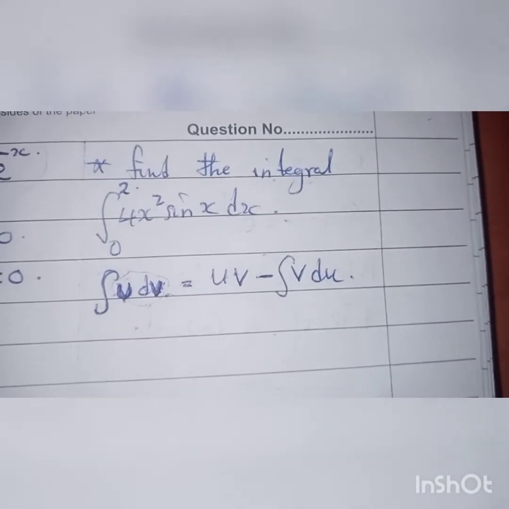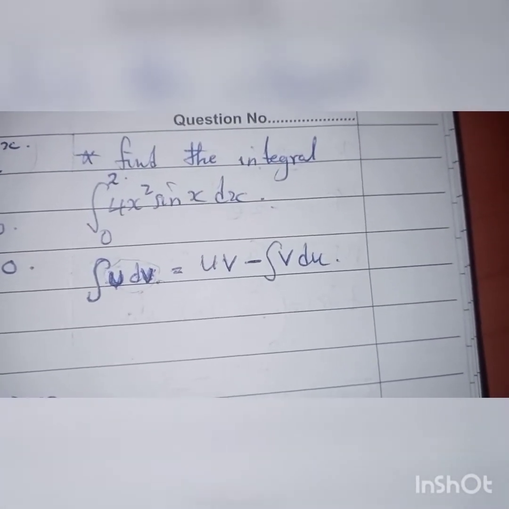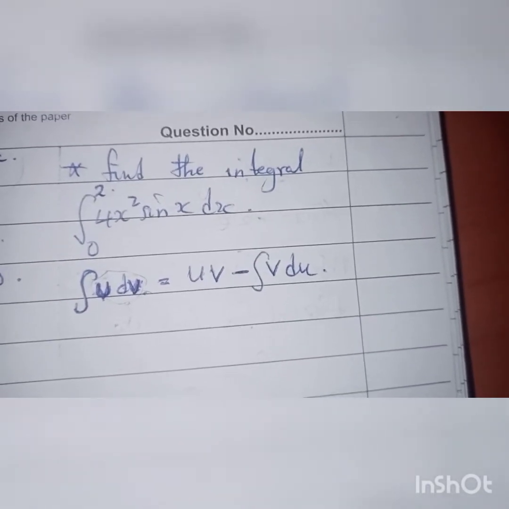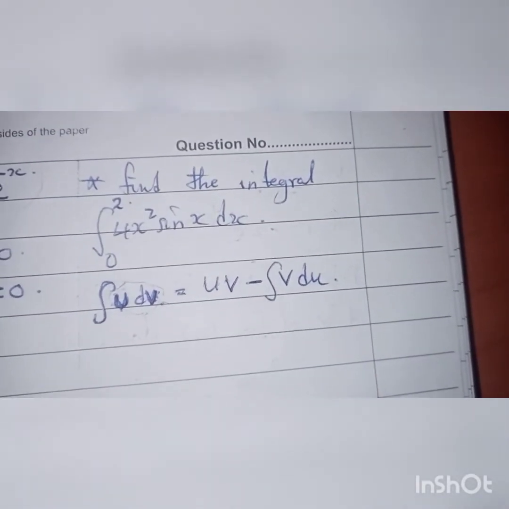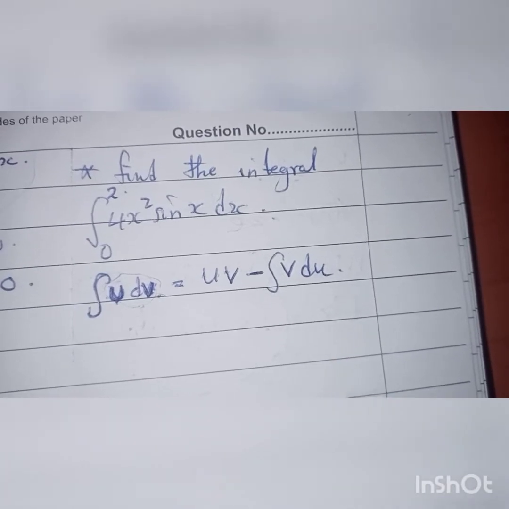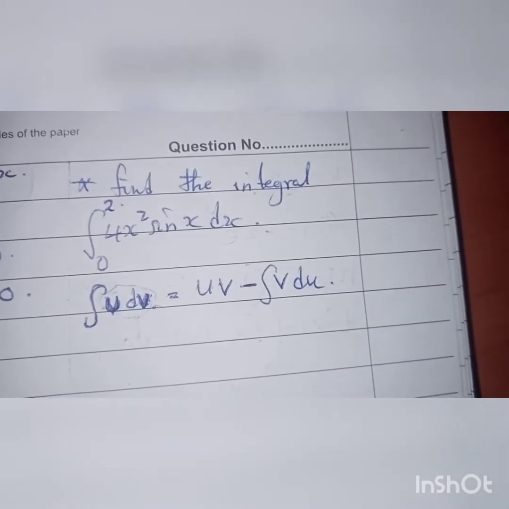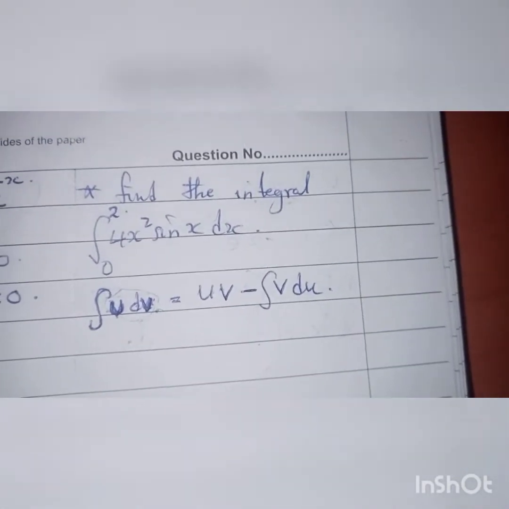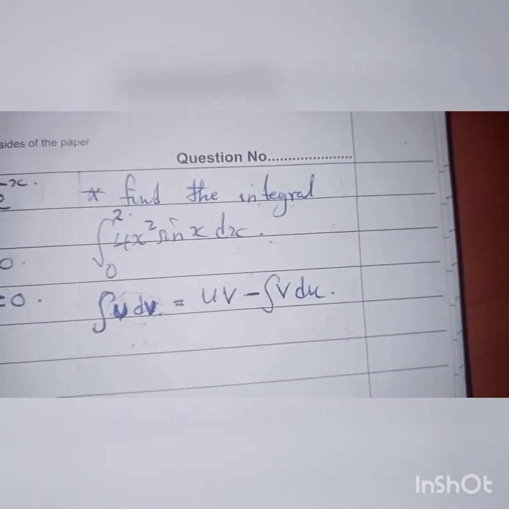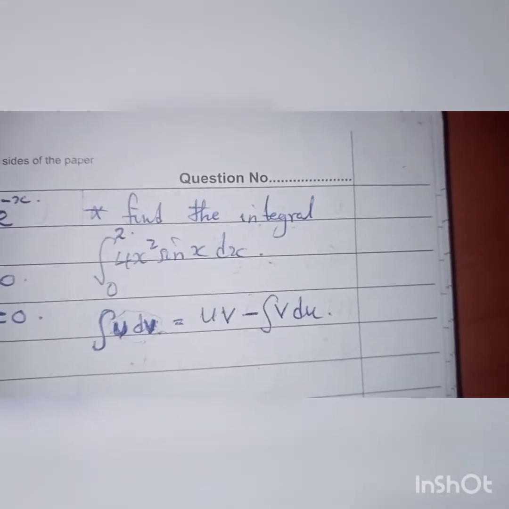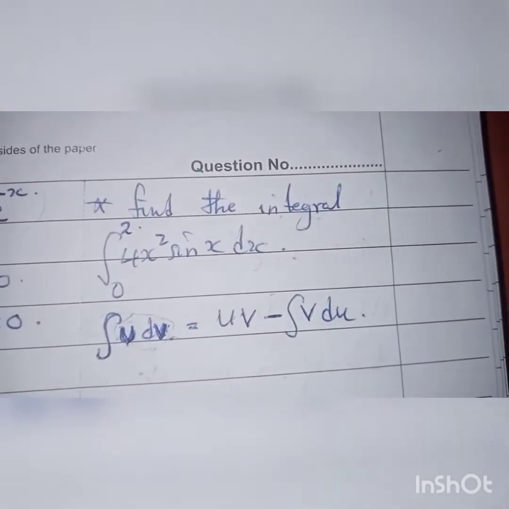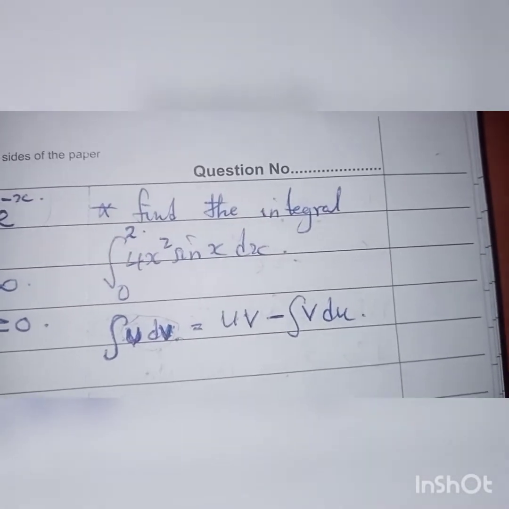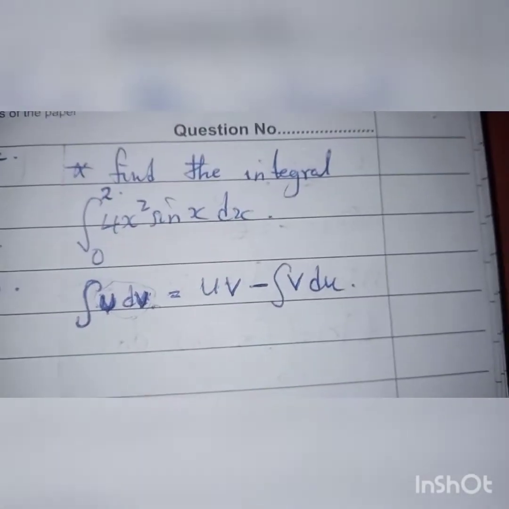But let's go to 4x squared. The function 4x squared will disappear when you differentiate it several times, because you reduce the power by 1. But for sin x, the derivative of sin x is cos x, and the derivative of cos x is minus sin x. So it keeps on changing from one form to another, but it never disappears. Now let's come and apply that.